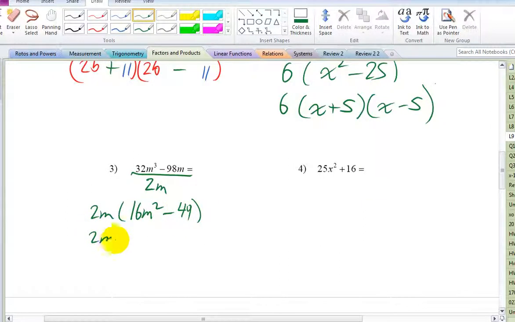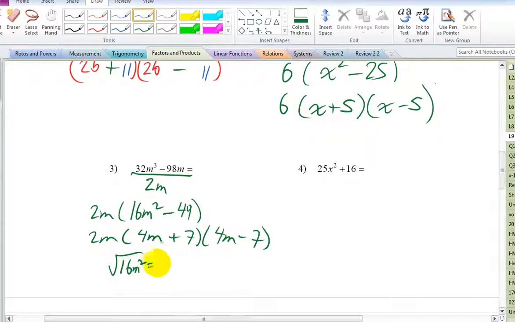So we should get 2m, 4m plus 7, 4m minus 7. Hands up if you got that. Good. Okay, so we square root 16m squared. That equals 4m, and square root 49. That equals 7. Okay, next one.